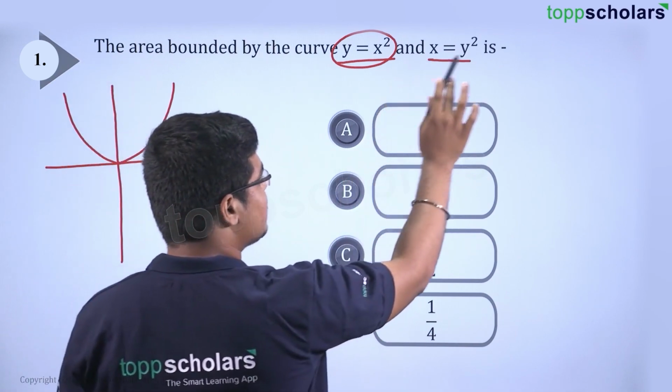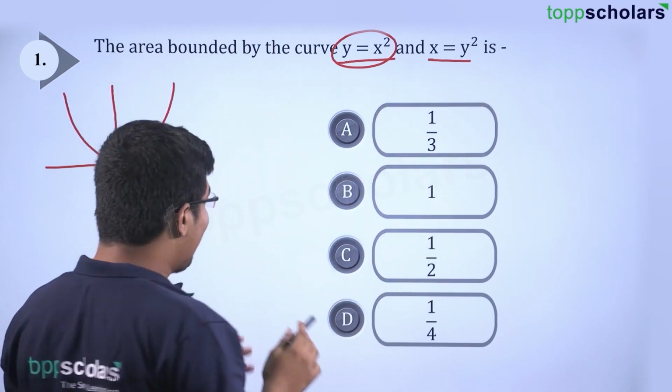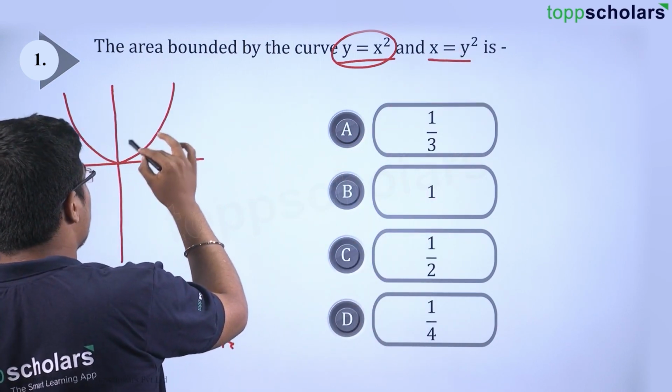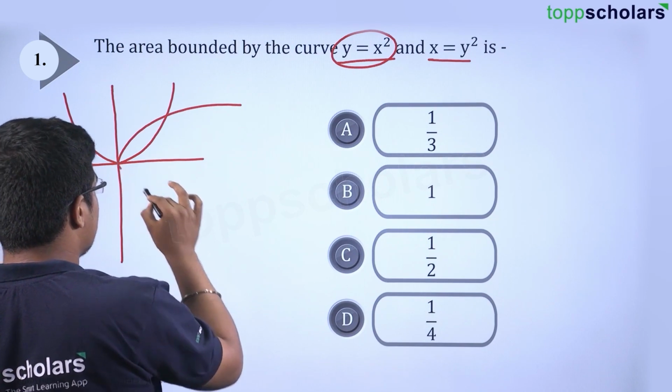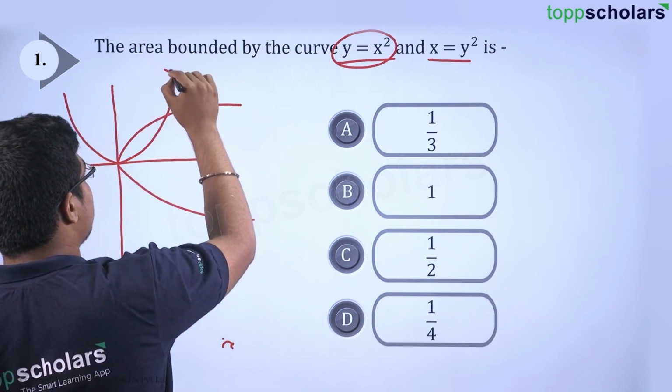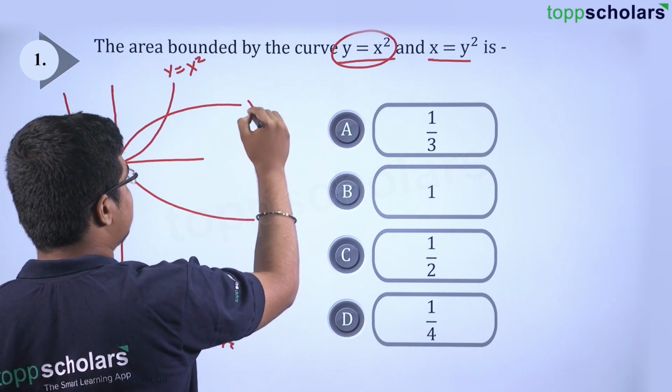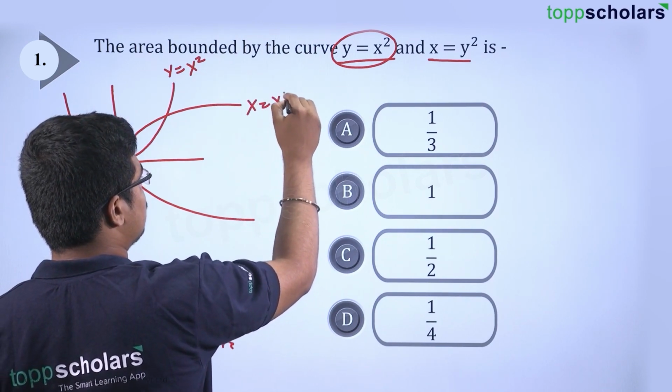Next, we have x equal to y square. X equal to y square, students, because we have y square, it's going to be the right side parabola. So, this is y equal to x square and this is x equal to y square.